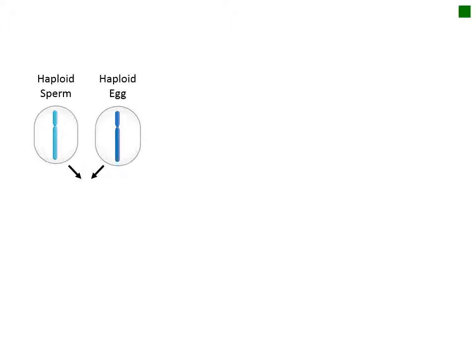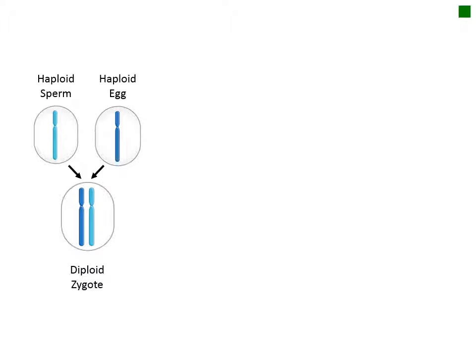Using the cells we looked at in the previous slide, a haploid sperm with 1 chromosome should fertilize a haploid egg with 1 chromosome, forming a diploid zygote. Notice that this cell is genetically identical to the one that started the process of meiosis earlier on the previous slides.